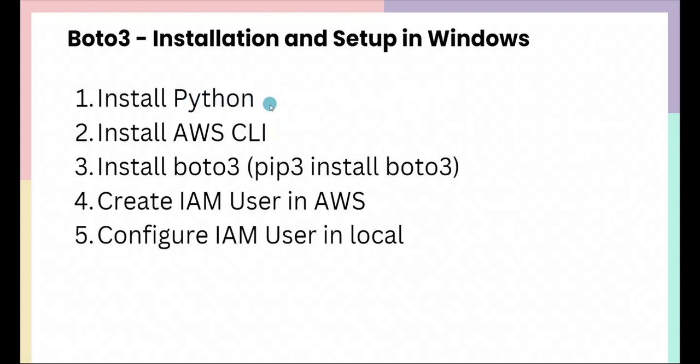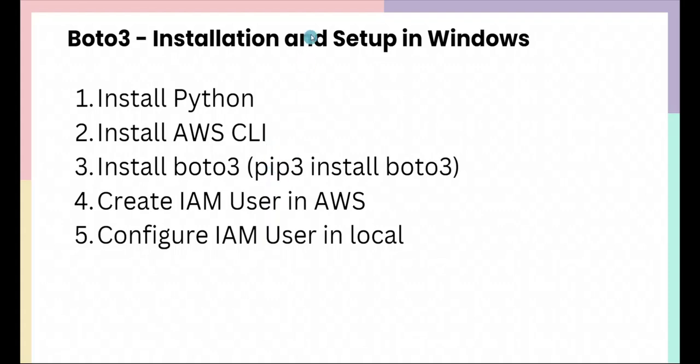Firstly, you would need Python, which is where Boto3 runs, and you would need AWS CLI. We are going to see why that is needed. Then you will need to install Boto3, which is a Python package, using the pip command, and then we will create an IAM user in AWS and configure that user locally. This is the user which the code will use to interact with AWS services. So we'll follow these steps and quickly set up Boto3 on our Windows machine, and then start writing our Boto3 code.